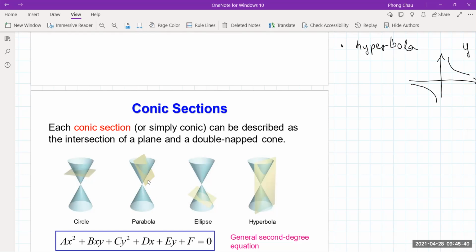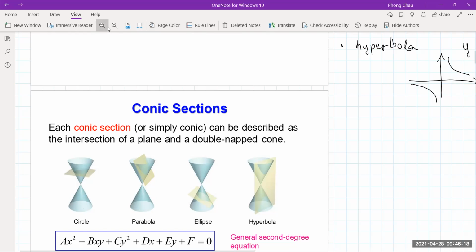Now, those four, geometrically, that's how we interpret them. From the algebraic point of view, those equations can be written in this form, the general second-degree equation. You see, this equation has at most second degree: x squared here, y squared, some xy term, x term, y term, and a constant. So any of these will have the same form.